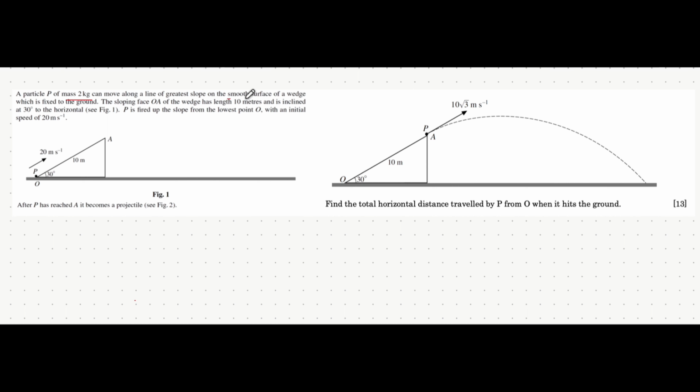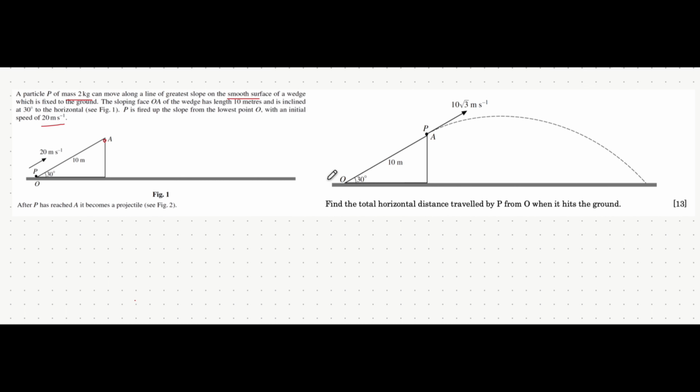It's going across a smooth surface, meaning that when it goes across the surface from point P to point A, friction won't act. The sloping face is 10 meters long, so this length here is 10 meters, and it's inclined at an angle of 30 degrees, okay? It's fired up the slope from its low point P with an initial speed of 20 meters per second.